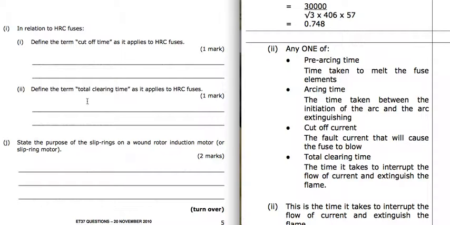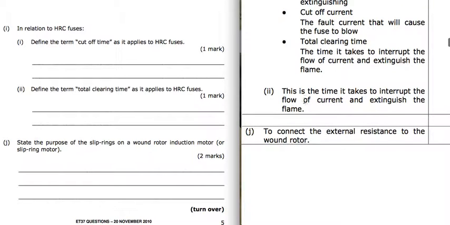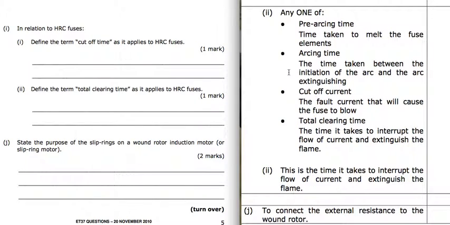The total clearing time is the total time it takes to interrupt the flow of current and extinguish the flame. So there's going to be some arcing after the pre-arcing time, and so the total time is from when the fault occurs to when it's extinguished.